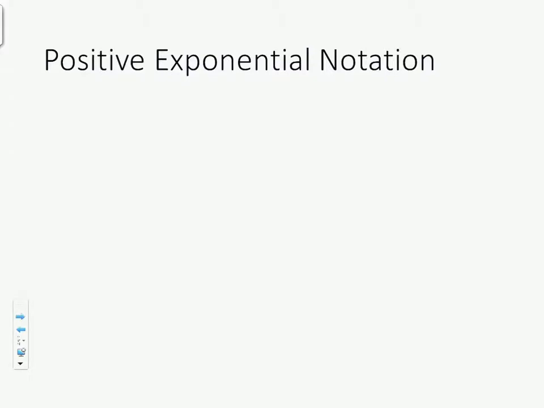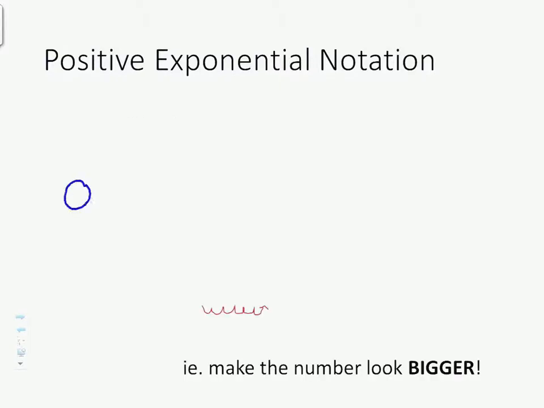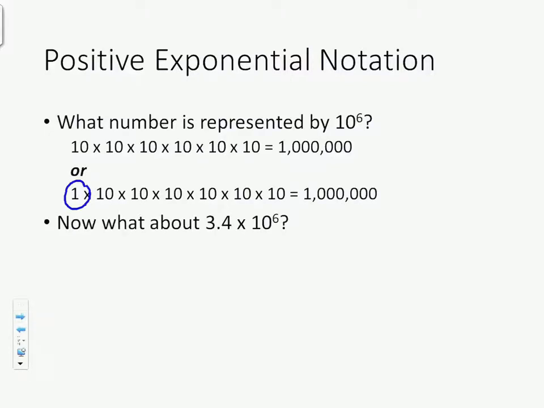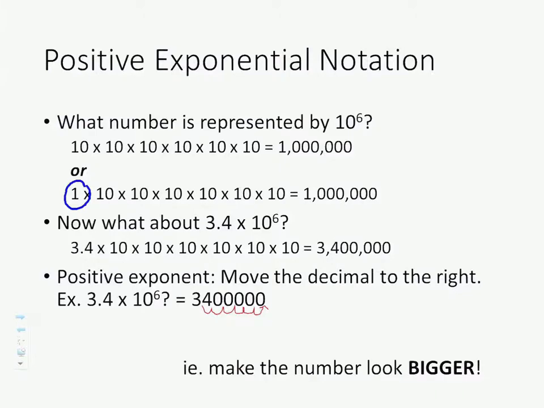All right, so let's look more specifically at positive exponential notation. I mentioned before that a positive number is represented by 10 to the 6th. So what about 3.4 times 10 to the 6th? What does that literally mean? It means you replace that 1 by a 3.4. You're moving the decimal point to the right.